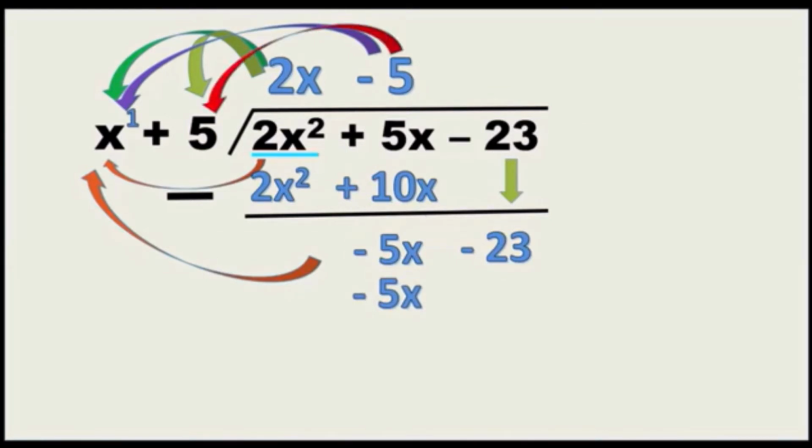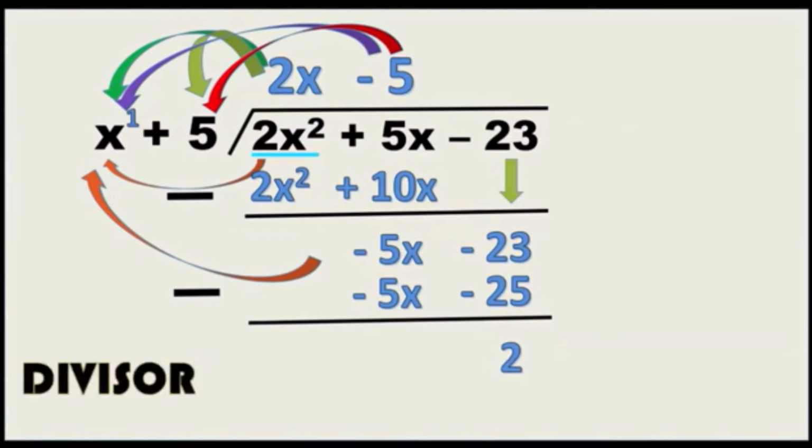The same thing, we now subtract. Negative 5x minus negative 5x is 0, or simply you can cancel that out. Then, negative 23 minus negative 25 is positive 2. Okay? That's positive 2.